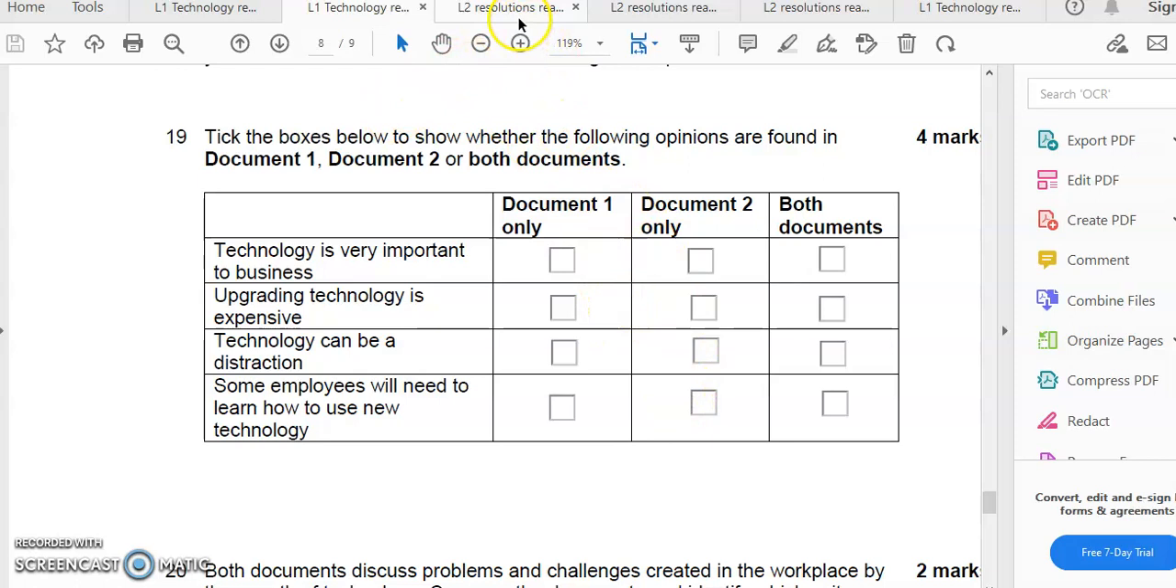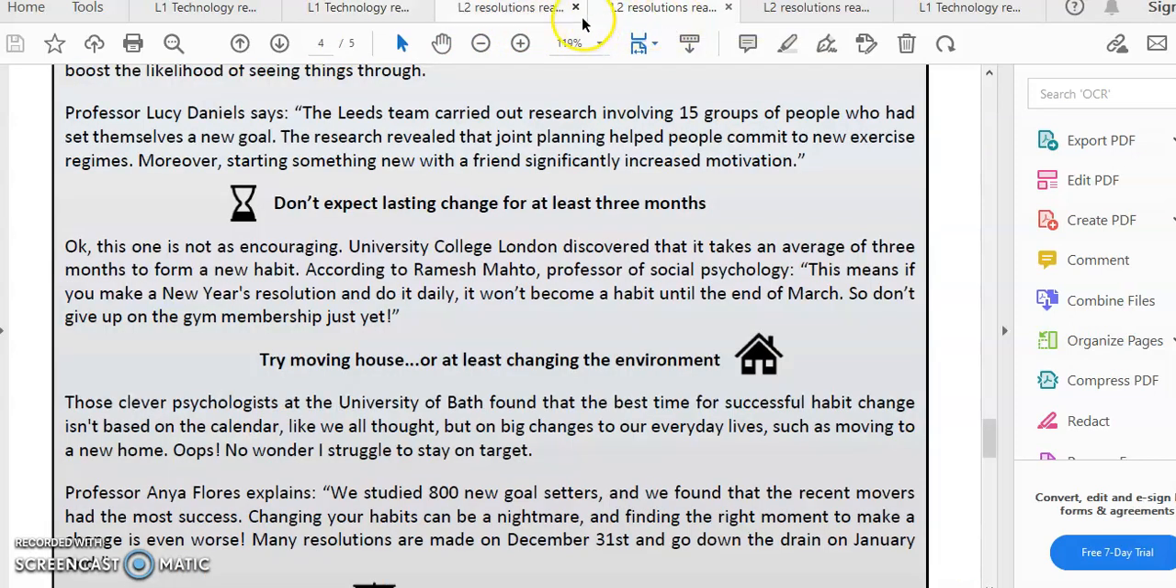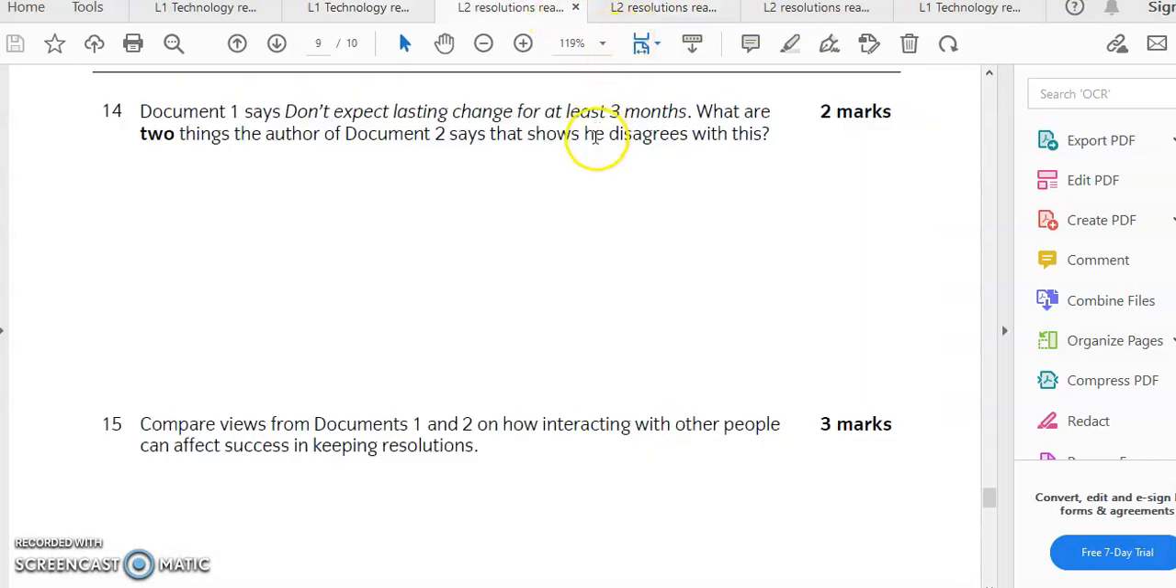So, moving on to level 2 here. And level 2 gets a little bit trickier. I'm not going to look at comparing language features today, but I am going to look at the much, much more common question, which is about comparing ideas and opinions. Now, sometimes they will give you this nice little thing here, where it says document 1 says don't expect lasting change for at least 3 months, and what are 2 things that the author of document 2 says that shows he disagrees with this. And again, we are going to scan read.